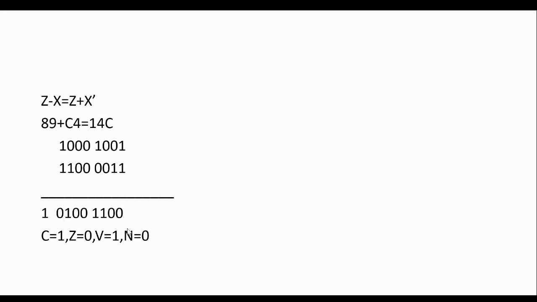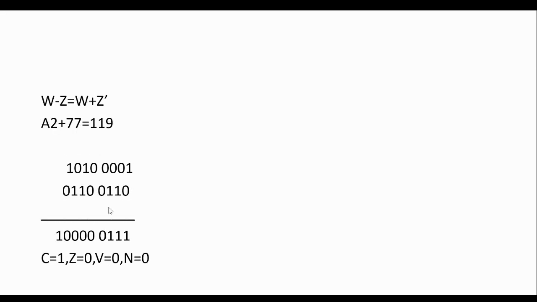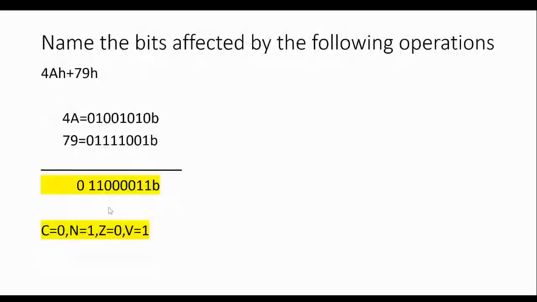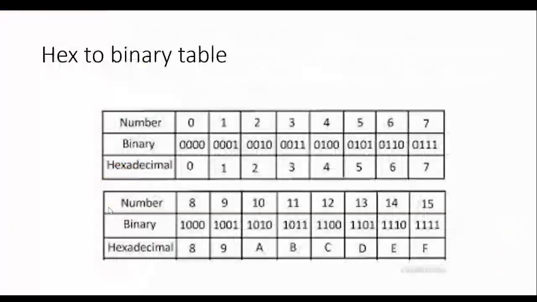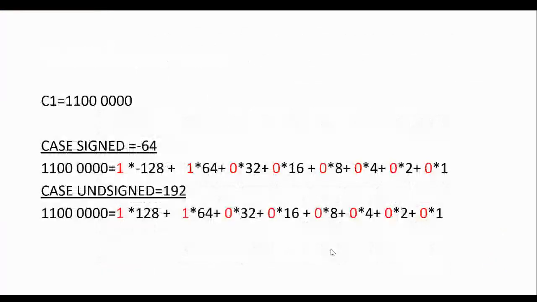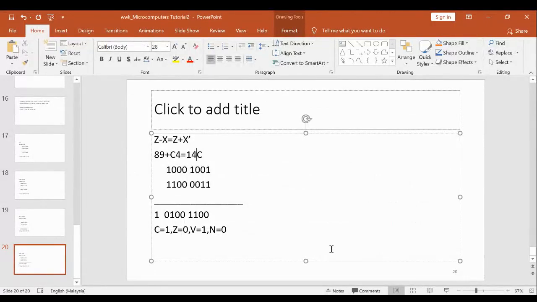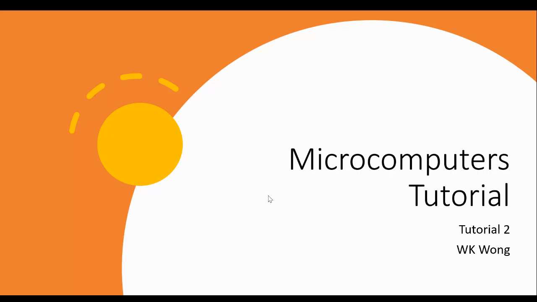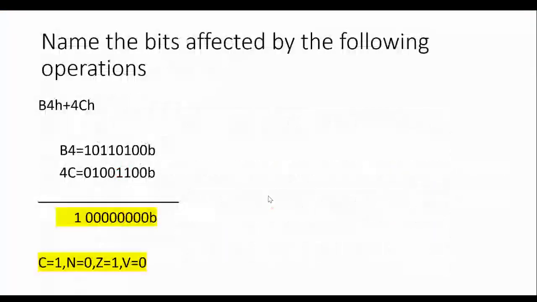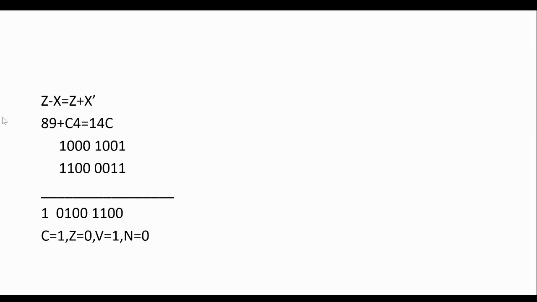Wait, 1100. Let us double check whether this 1100 is C or D. All right, we refer back to the original table. So 1100 is indeed C. So I think I will need to recheck why the mistake is actually in the textbook. But it doesn't matter, that's not our concern. Our concern is just to be able to do things right. So I hope that you get the answer.